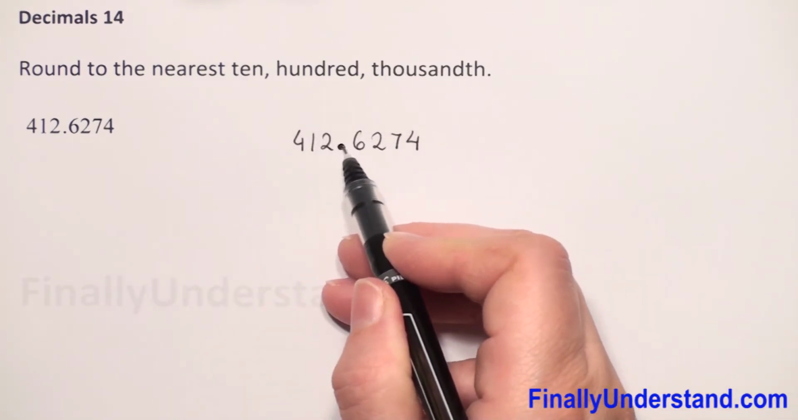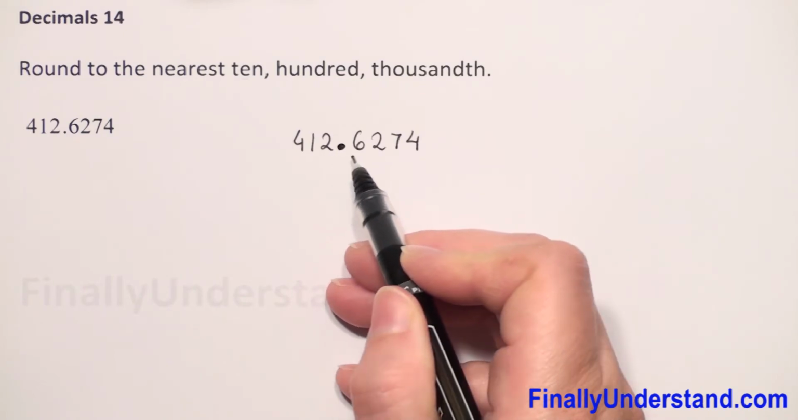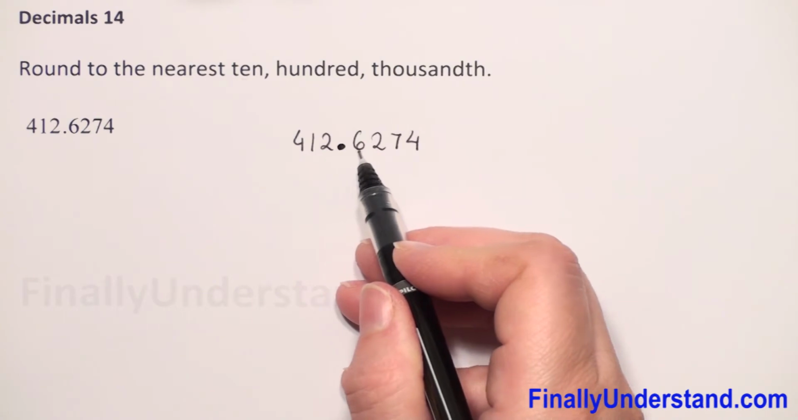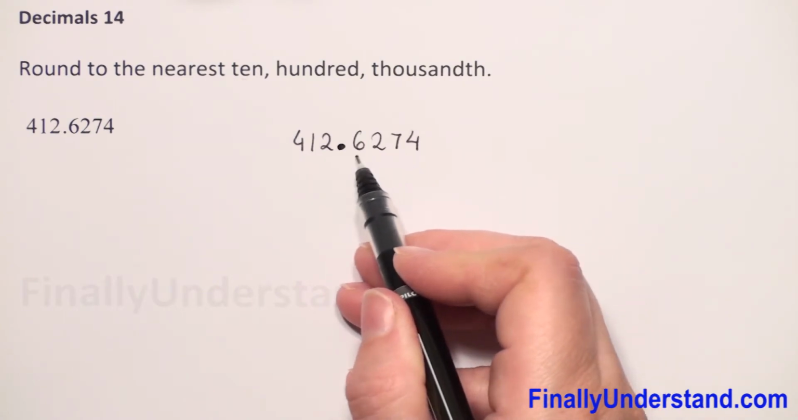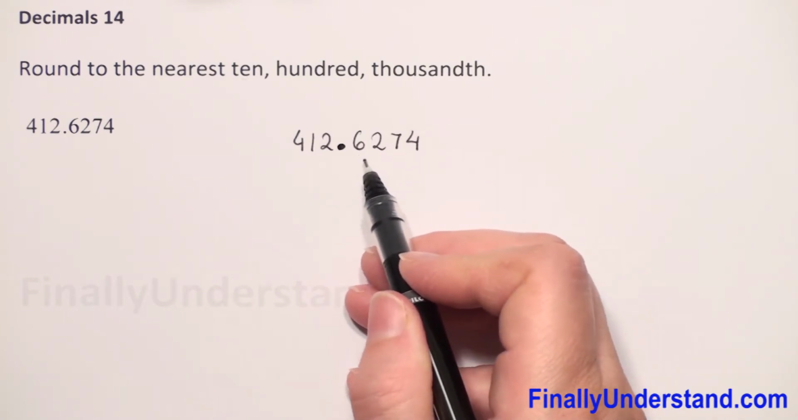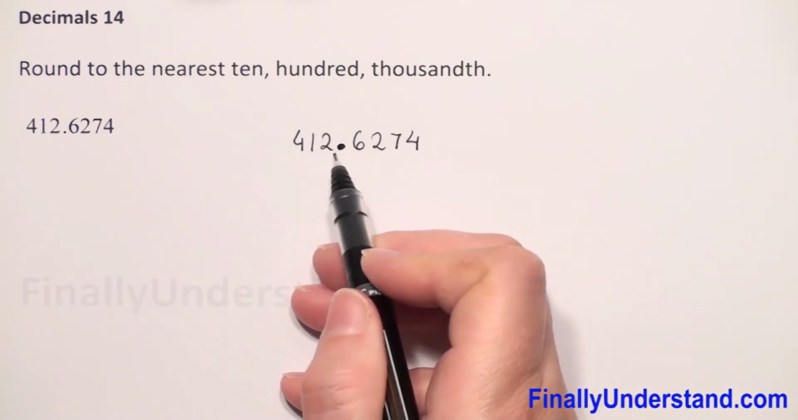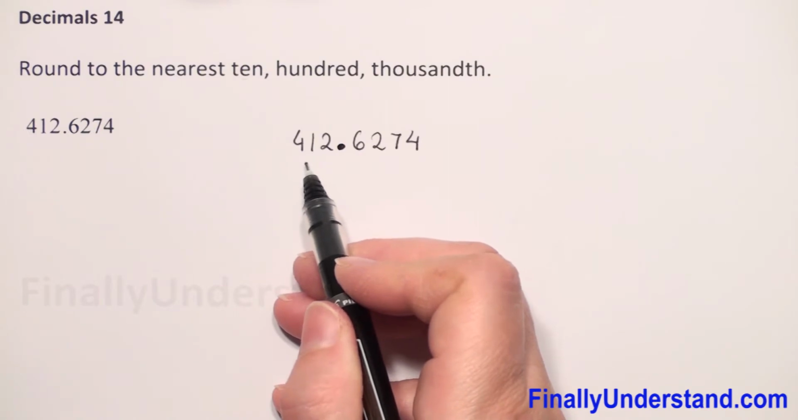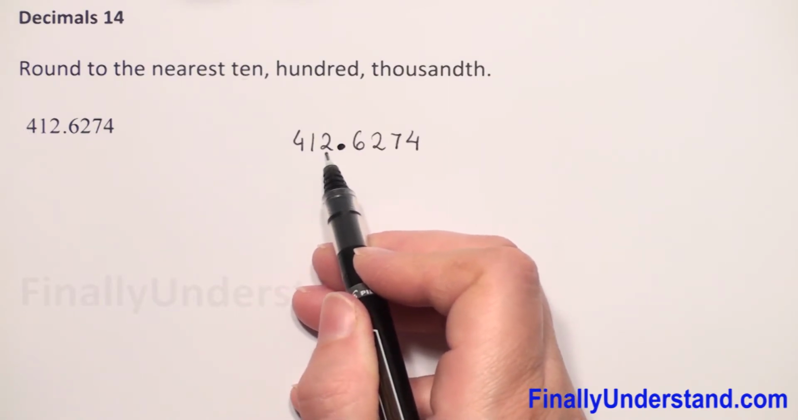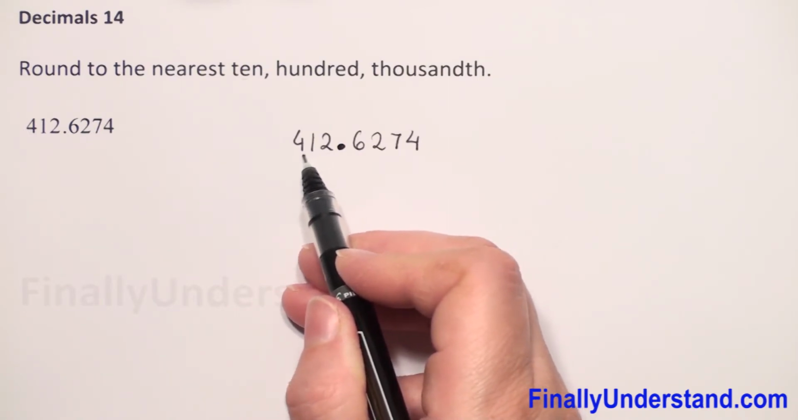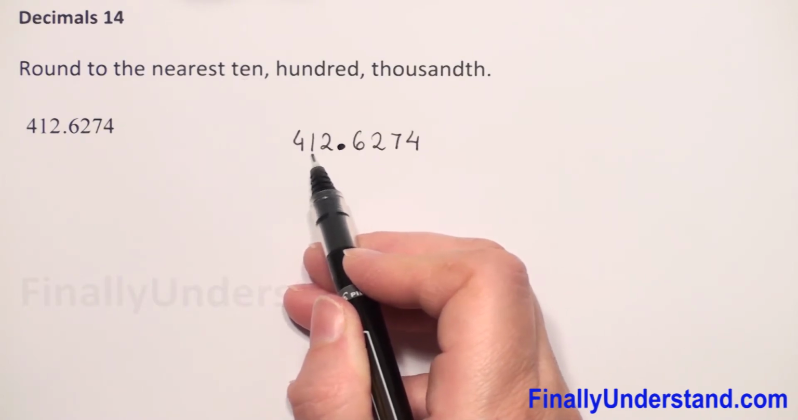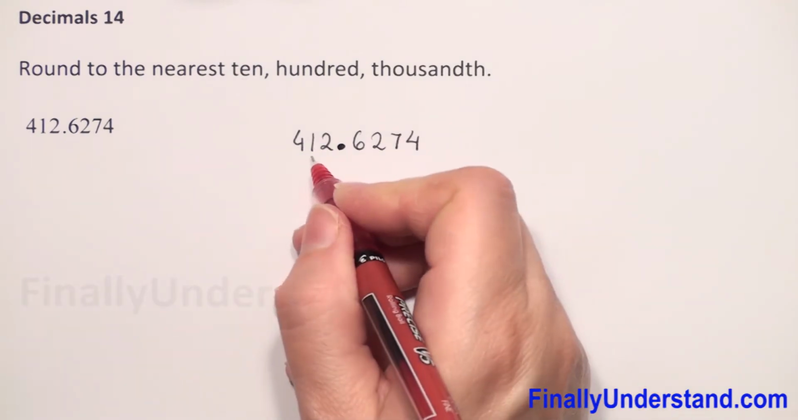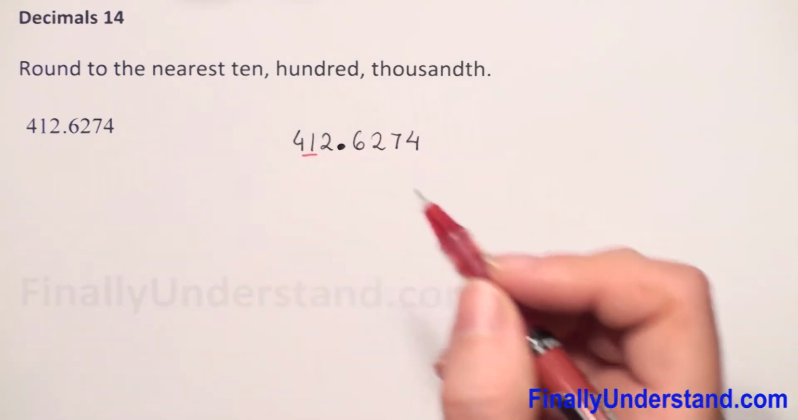Decimal point is always between ones and tenths. When we move to the right from the decimal point, every position is 10 times smaller, and when we move to the left from the decimal point, every position is 10 times bigger. So this is ones, tenths. The second digit from the decimal point to the left is always tens. We have to underline our 10.